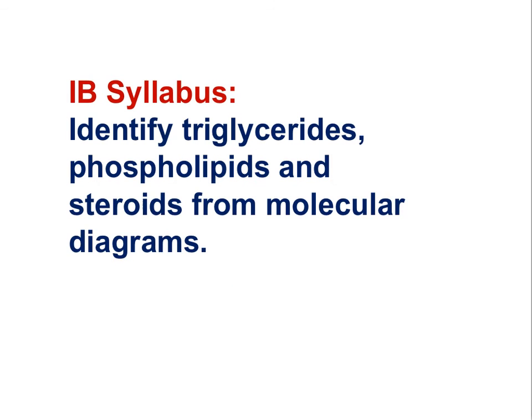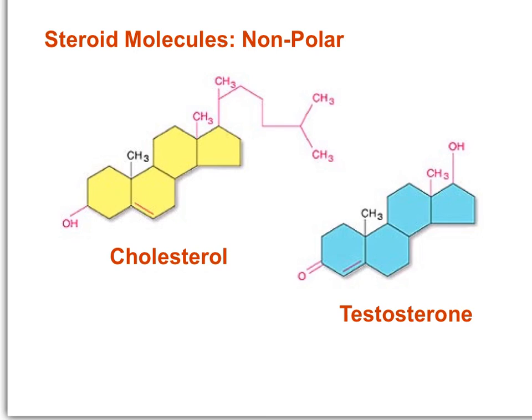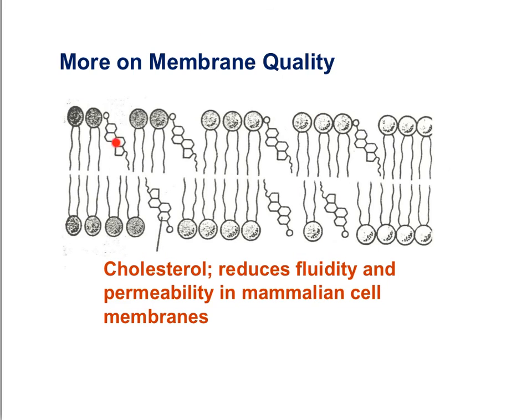And while you've seen this IB syllabus statement before, we still need to take a look at steroids. Identify triglycerides, phospholipids, and steroids from molecular diagrams. Steroid molecules, such as this hormone testosterone, are nonpolar. And while they're not at all like triglycerides, they're often lumped with triglycerides because steroids are nonpolar. Steroids are derived from cholesterol and have this characteristic four-ring structure. When you see this structure, you're looking at a steroid. Cholesterol is found naturally in cell membranes, particularly animal cell membranes, where it reduces the fluidity and permeability to certain molecules.